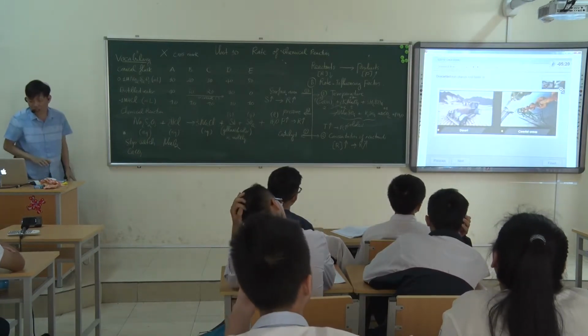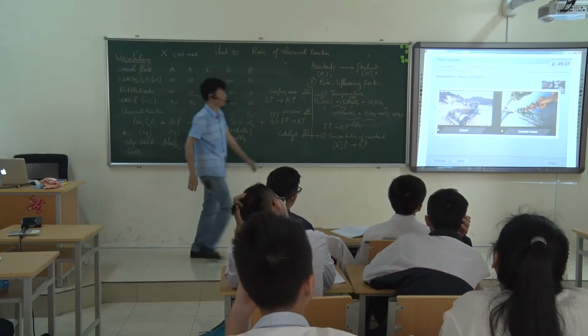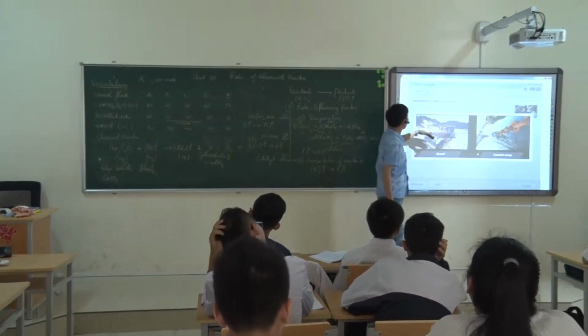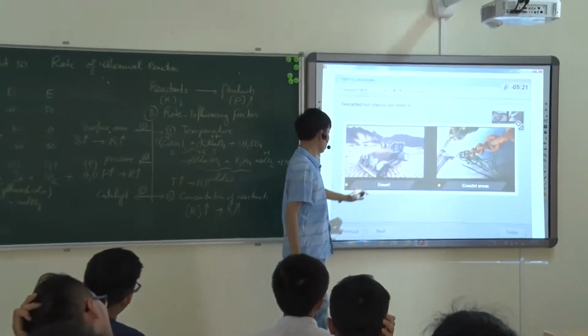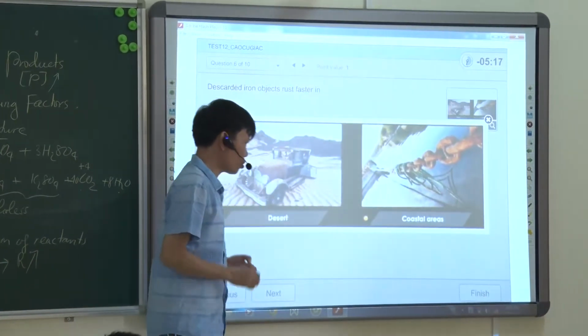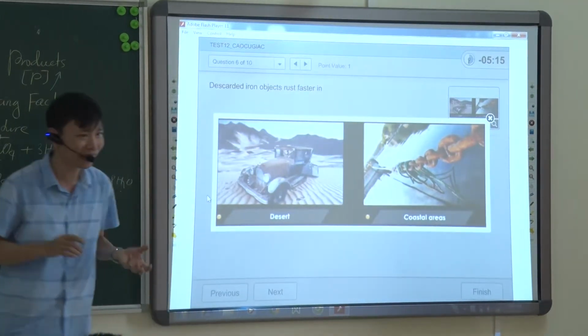Now describe iron's rusting. Rỉ sắt nhanh hơn trong trường hợp nào? Rỉ sắt, okay? Desert, sa mạc, okay? A coastal area, vùng gần biển. Vùng nào ạ?